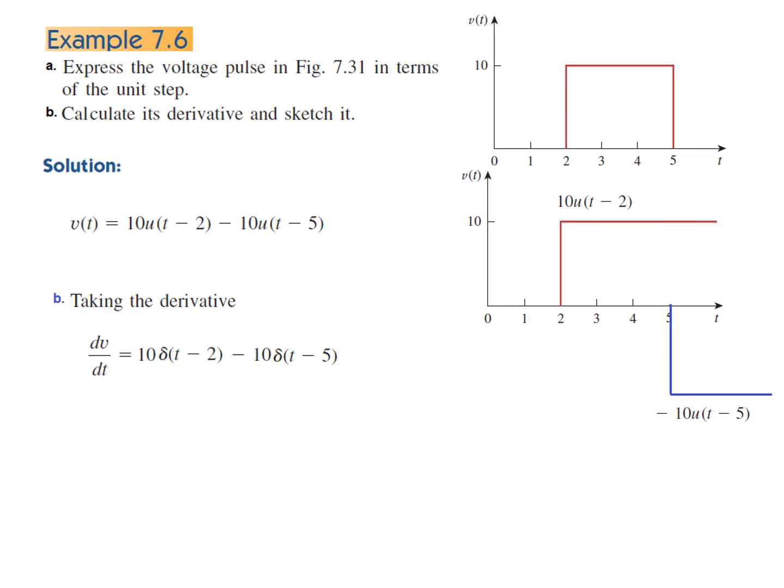So this is the first part. Now we go to the second part, taking the derivative. We know the derivative of u(t) is delta t. So this will be 10 delta(t minus 2) minus 10 delta(t minus 5). We can very easily plot this: at t equal to 2 we will have a 10 delta(t minus 2) value here, and we'll have a minus 10 delta(t minus 5) value here. So this is the derivative plot.